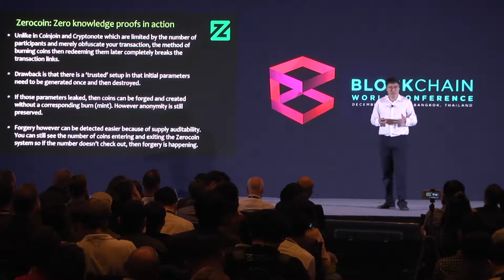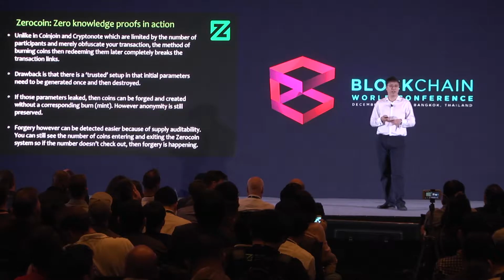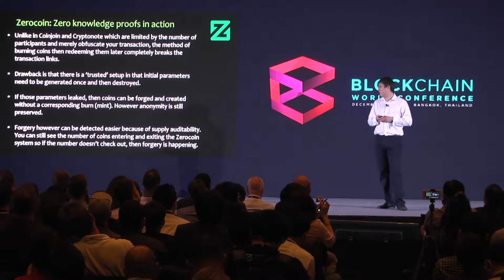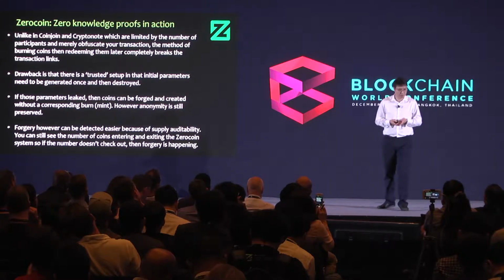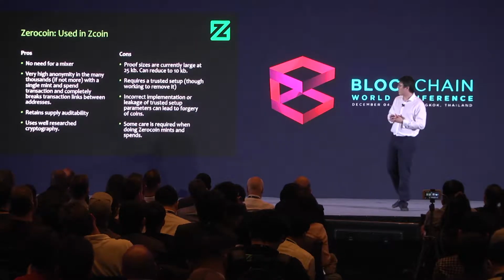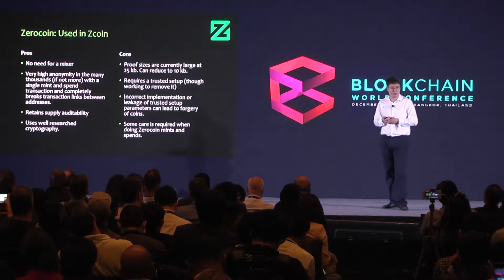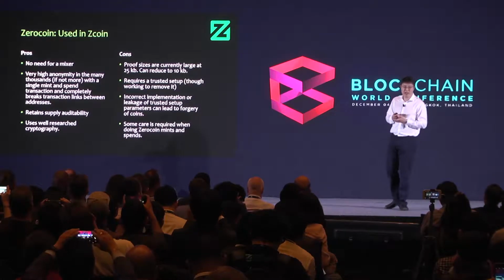As long as they check out, I know that the supply is still correct and there's no one forging coins in infinitum, all right? So, okay, let's look at the pros and cons of Zcoin. There's no need for a mixer, it's all built into the protocol. So it's a very high anonymity.